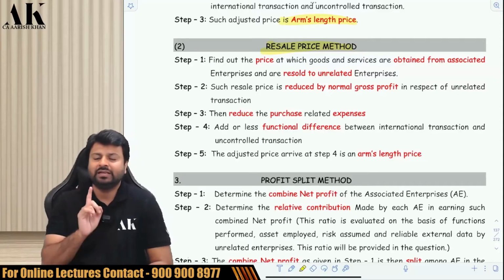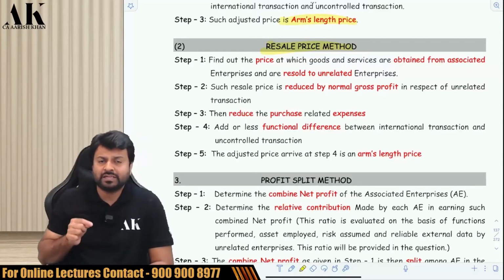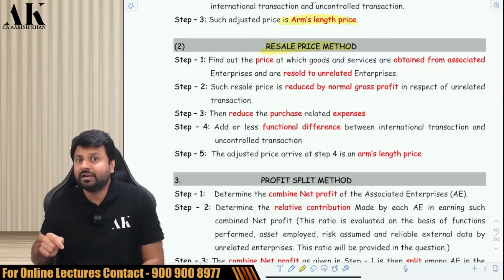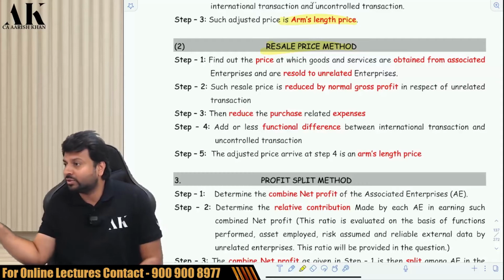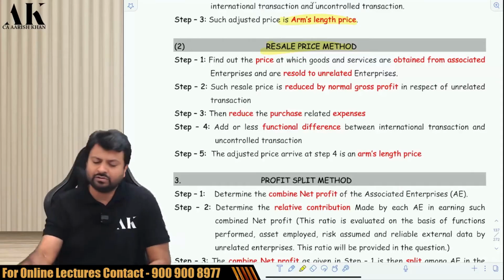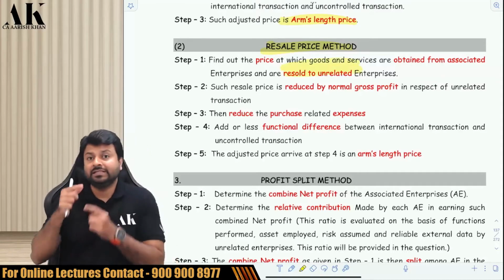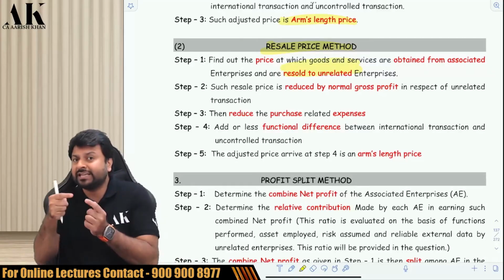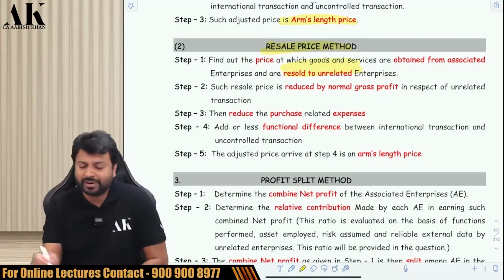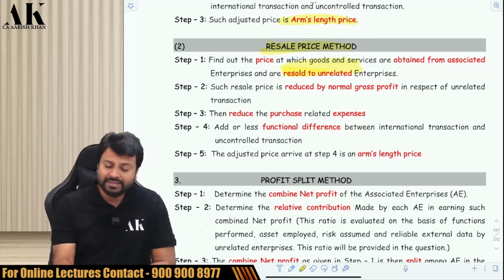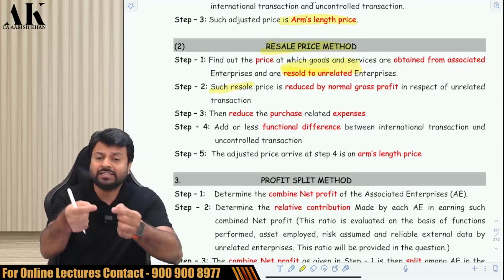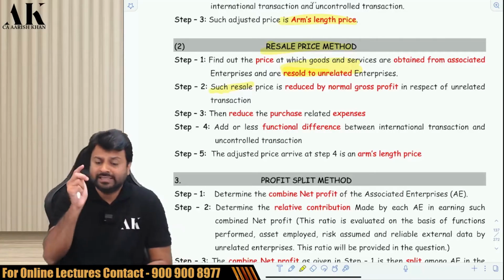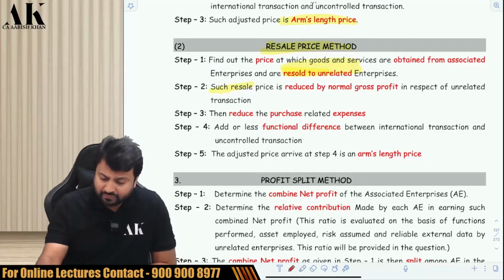So what is step 1? Step 1 is the price at which you have purchased from the associate enterprise and then resold to your third party. Purchased from associate enterprise at 2,000 rupees and resold to a third party at 3,000 rupees. So that 3,000 rupees will become your first step. The price at which it is resold to the third party, purchased from associated and resold to third party, that will become your step number 1. Then the GP margin on goods purchased from unassociated and sold to unassociated will be reduced from here.